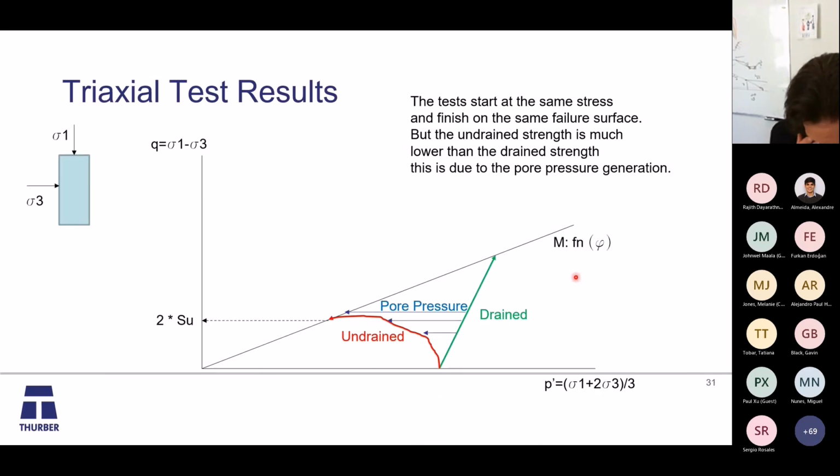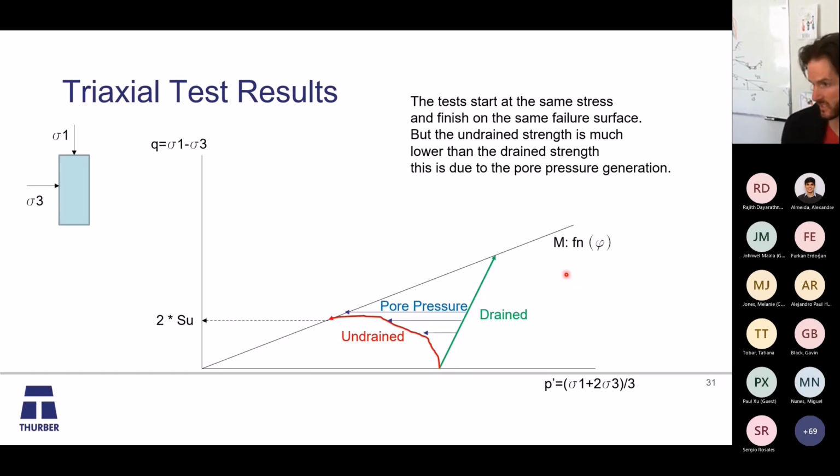And just to drive home triaxial tests, when we do triaxial, like a CU test or a drained test, the tests themselves start at the same stress in this example, and they finish on the same failure surface. But our undrained strengths are much lower in this case if we have a normally consolidated or lightly overconsolidated material. And this is due to pore pressure generation.